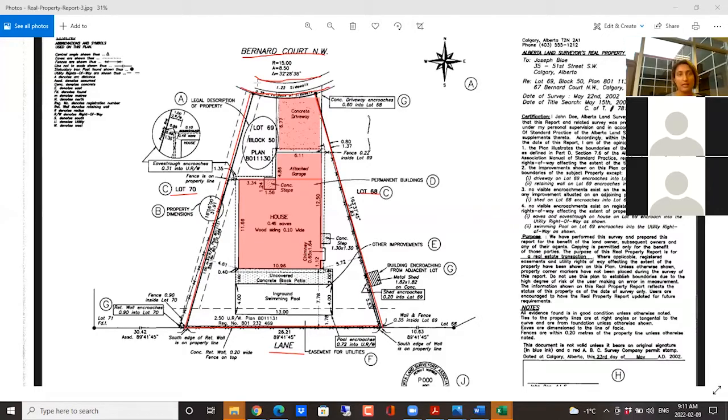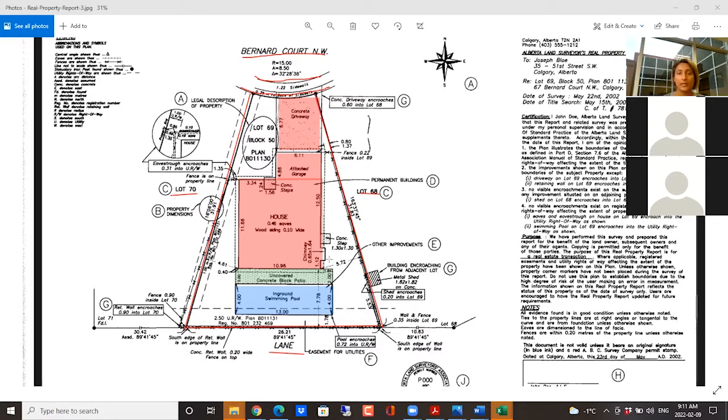It also tells us that there is a deck in the back here. This is our uncovered concrete block patio. And then we have an in-ground swimming pool in the back as well. So this is our in-ground swimming pool. It tells us where everything is in relation to the property boundary. These are the property boundaries on the side, and in the middle we have the house and different improvements.